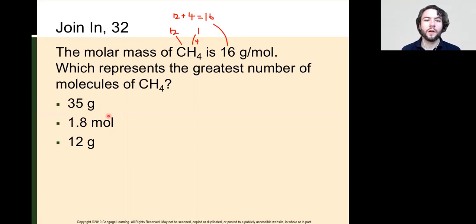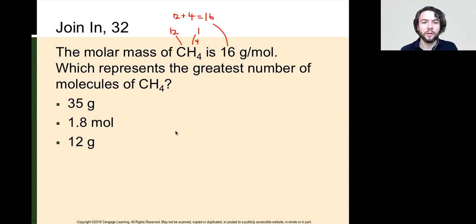So remember, to convert mass to moles, you multiply by 1 over the molar mass, which is 16. So it would be 35 times 1 over 16, and 12 times 1 over 16. And that will give you the number of moles of this one and this one. And then we will be able to compare the number of moles, and whichever one is the larger will give the greatest number of molecules. Okay, so which one will give me the greatest number of molecules? 35 grams, 1.8 moles, or 12 grams?